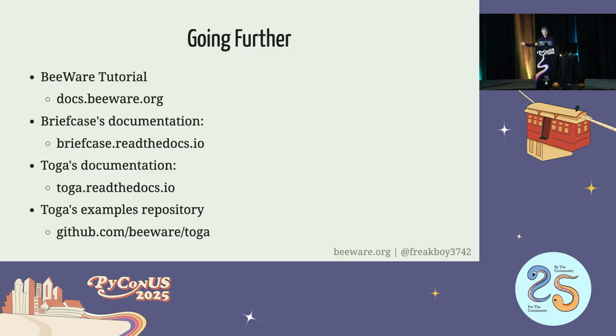If you do nothing else, I would recommend going through the BeeWare tutorial, docs.beeware.org. That gives you a complete walkthrough of all the stuff that I've spoken about today, plus more. Briefcase has plenty of configuration options and other details that I haven't gone through. If you want to know more, Briefcase's documentation is fairly thorough. I've also only touched on the very surface features of Toga. Toga's documentation contains a lot more details. The Toga GitHub repository has a lot of example code.